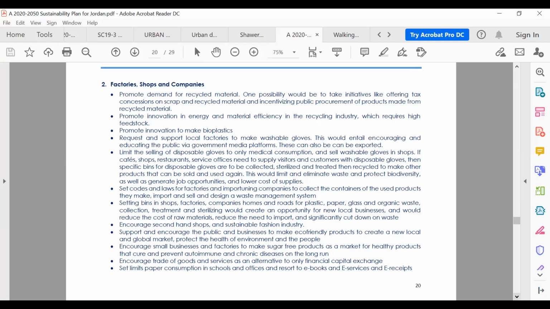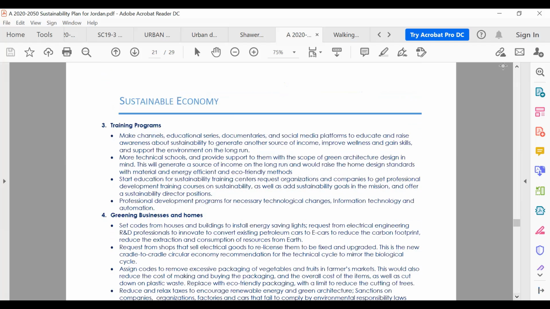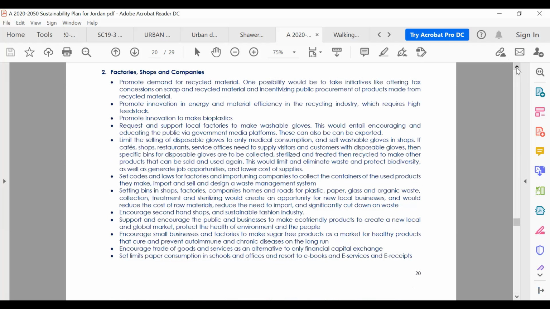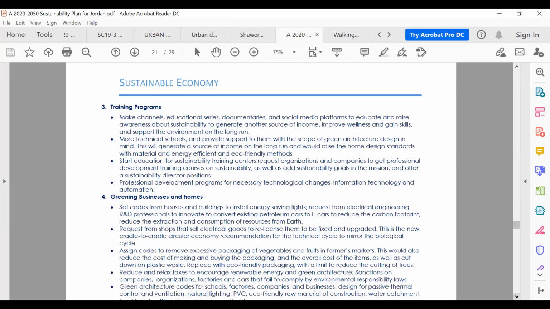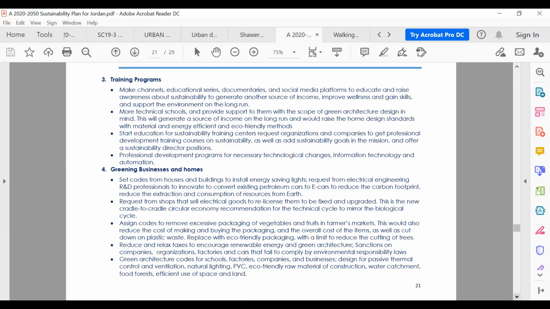Set limits on paper consumption in schools and offices, and resort to e-books and e-services and e-receipts where possible. Training programs, make channels and educational series, documentaries, and social media platforms to educate and raise awareness about sustainability, to generate another source of income and improve wellness and gain skills and support the environment in the long run.